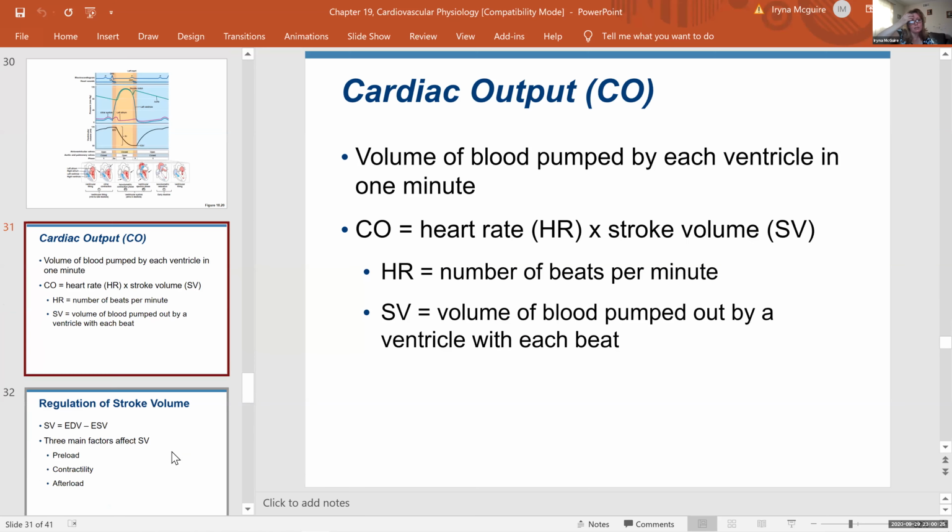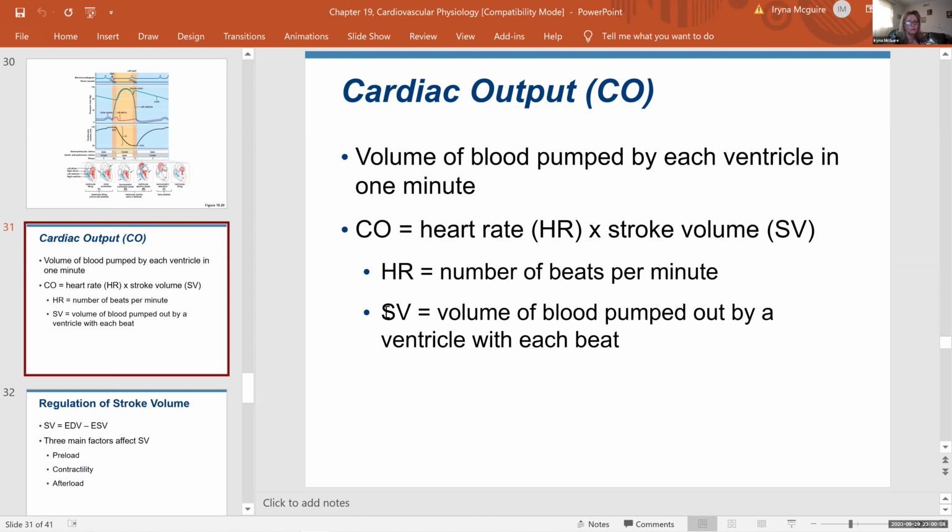Now, what is cardiac output? It's the volume of blood pumped by each ventricle in 1 minute. Cardiac output, abbreviated CO, equals heart rate multiplied by stroke volume. Stroke volume is the amount of blood pumped by a ventricle with each heartbeat. So each time your heart beats, you pump out the stroke volume, right?